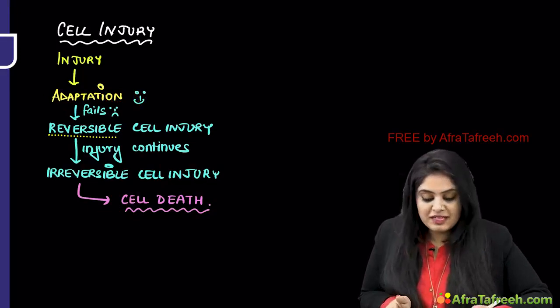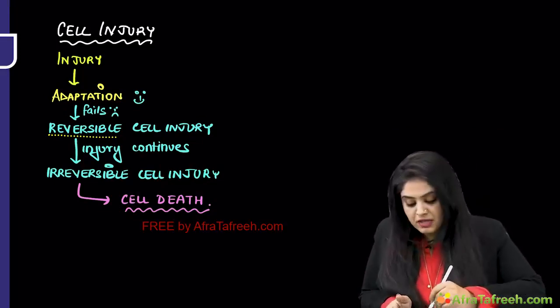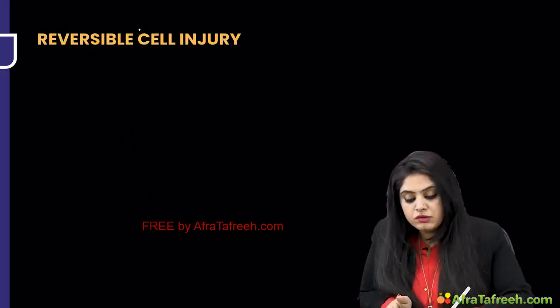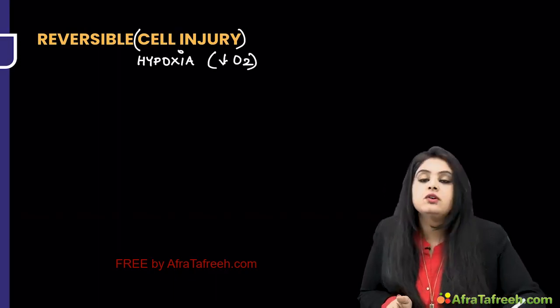So let's begin with the very first topic, and that is reversible cell injury. Yes, so I want to start off with what all of you know. What is the most common cause of cell injury? And that, as all of you know, is hypoxia. When I say hypoxia, you all know it's a decrease in oxygen.